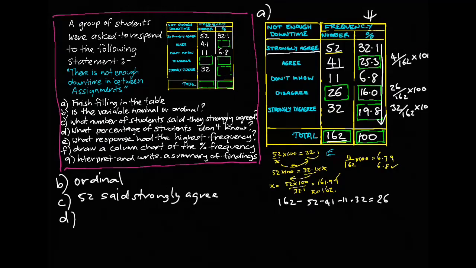Okay, part D, what percentage of students don't know? So we go to the don't know row, and this is the percentage here, so 6.8% don't know.